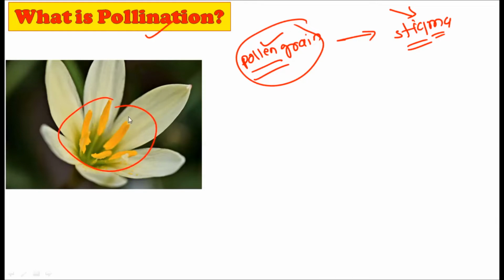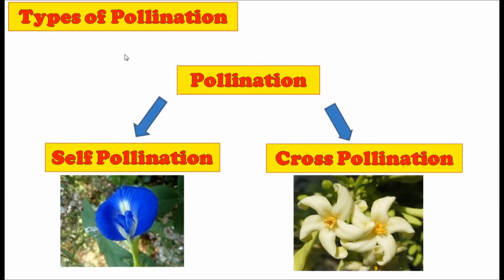As you know, in a flower, there are structures present. We call them androecium and gynoecium. Now, androecium is responsible for the pollen grain, while the gynoecium is responsible for the stigma. Now, there are certain types of pollination. The very first is self-pollination and the second is cross-pollination.